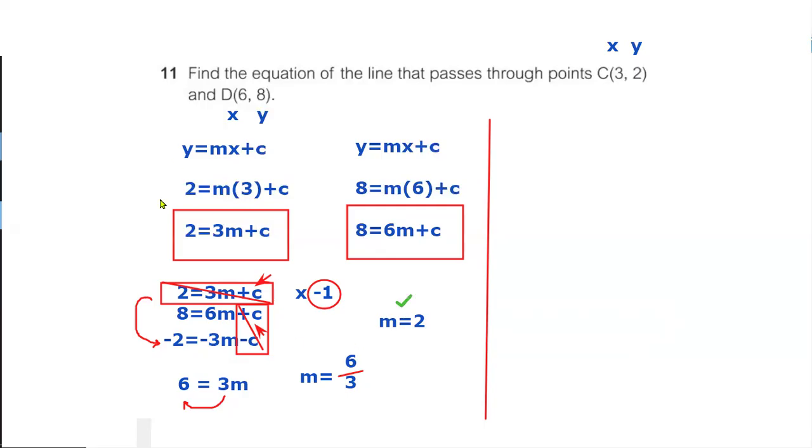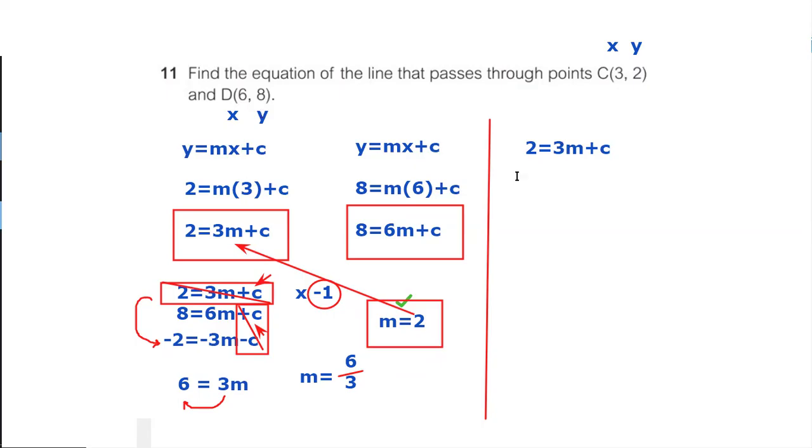Now, to find the c, what do I do? Very good. Take the value of m, substitute it in one of the equations, and you'll find the c. So basically, I can substitute it here or here. It's up to you. So let's use the first equation. So we have 2 equals 3m plus c. Focus on this, okay? So basically, we found the m here. Now we need to find the c.